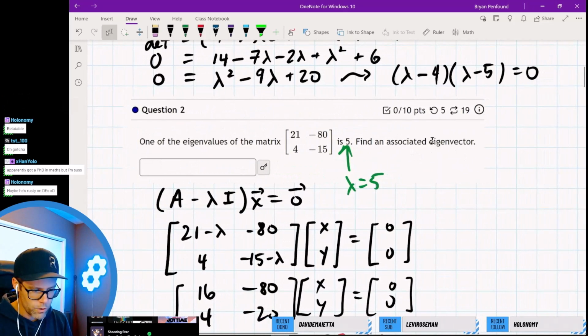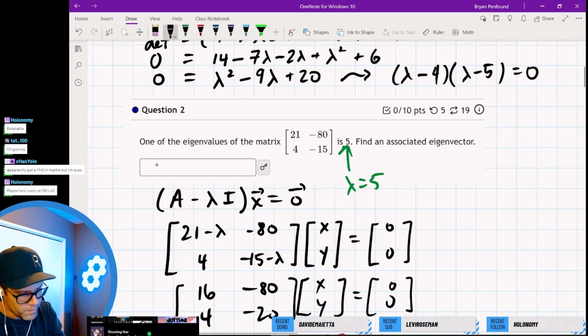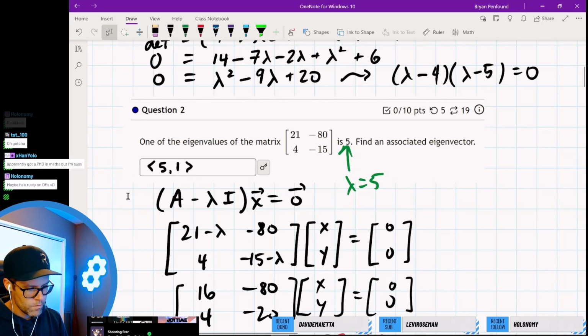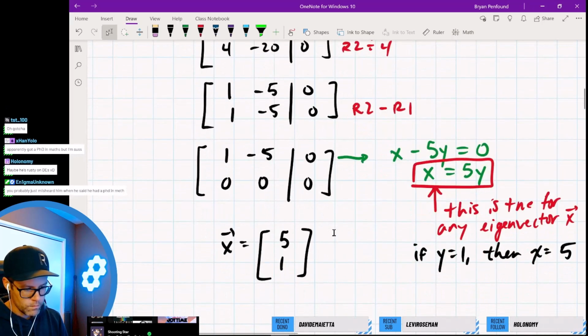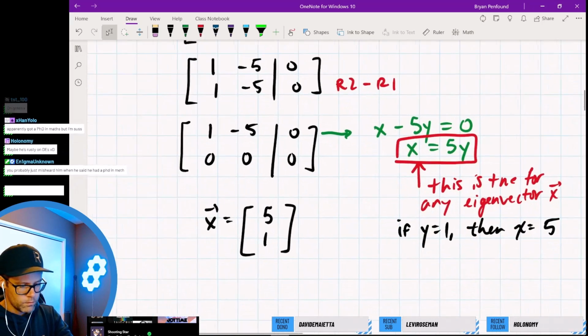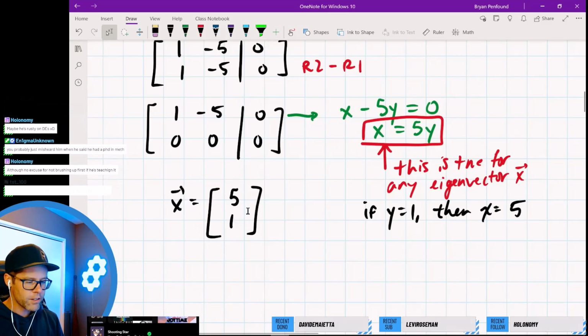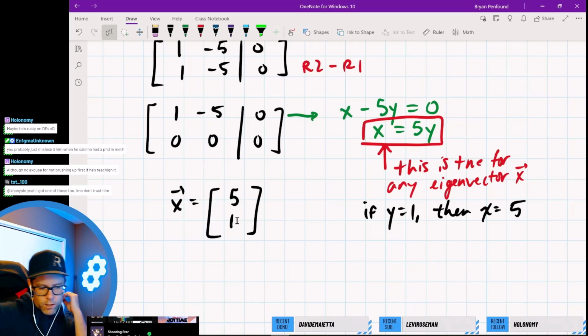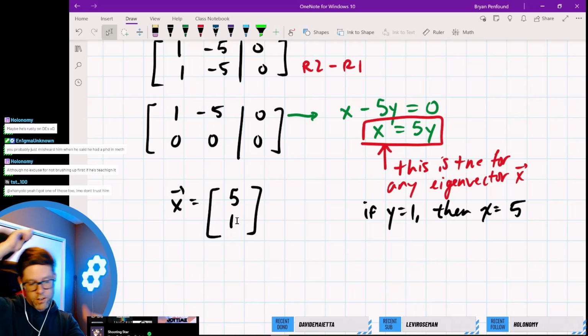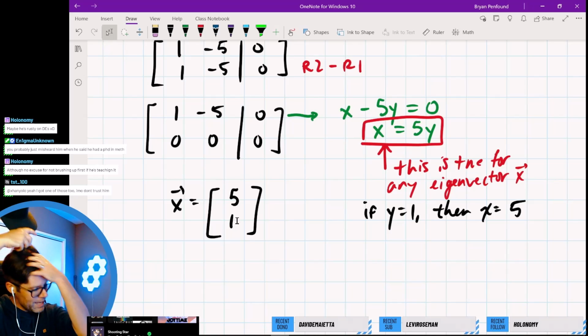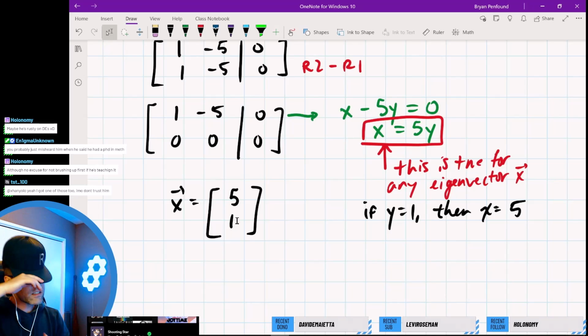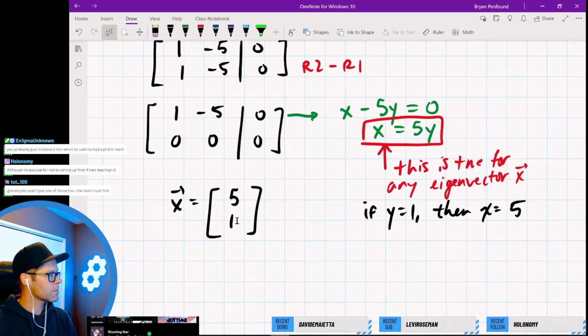So find an associated eigenvector. I don't know exactly how they want these vectors put in, but maybe we'd put it in like this. And of course, eigenvectors are eigenvectors of the system up to some kind of scalar multiple. So as long as we don't multiply this vector by 0, we can multiply it by any other constant, and it still should be an eigenvector of this system.